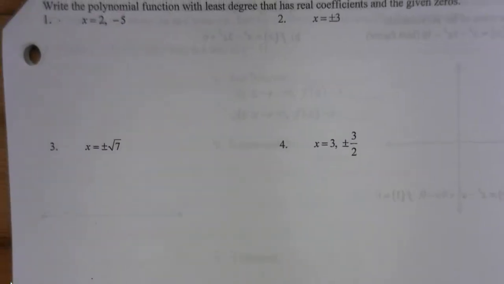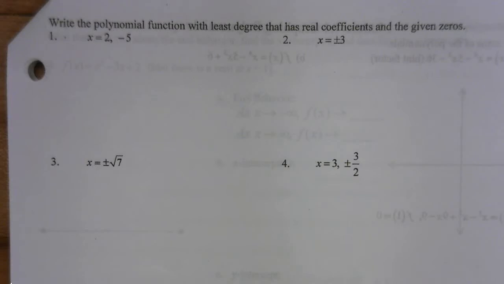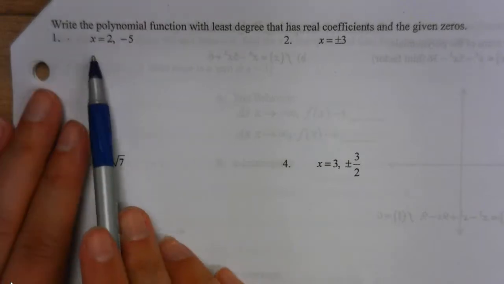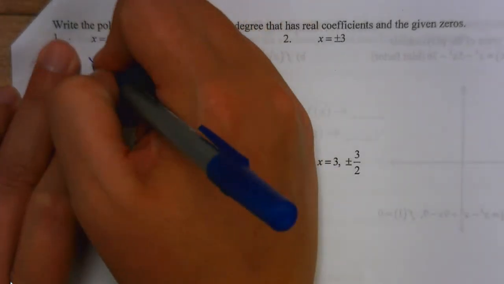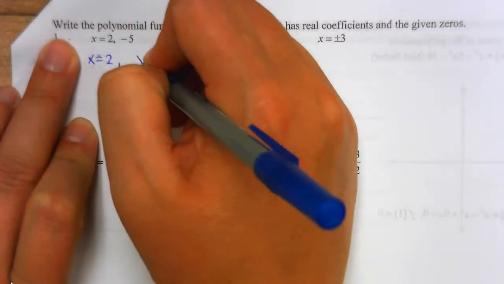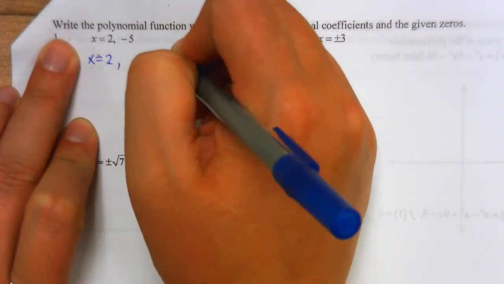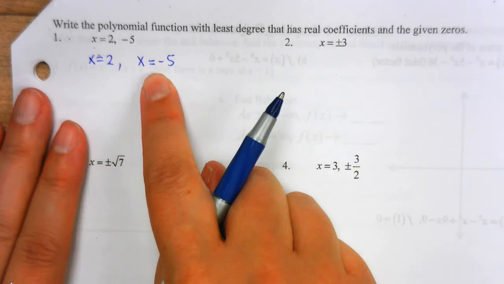The second part of the lesson, when you turn the page to page 9, says that we're going to write the polynomial function with least degree that has real coefficients and the given zeros. So on this one, I am starting with zeros. I have x equals 2 and x equals negative 5. I'm going to rewrite that so that we can see that we have two separate ones.